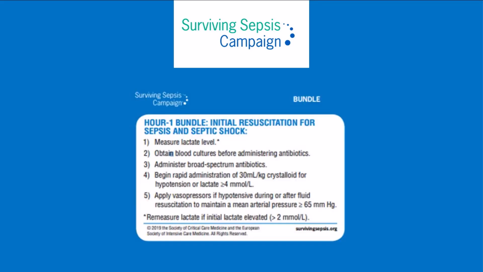There's also one of the examples of the bundles here. This is the 1st-hour bundle where you measure lactate, obtain blood cultures. If you have got a patient with sepsis, administer your antibiotics, begin fluid administration, apply vasopressors if they're hypotensive during or after the initial fluid resuscitation within 1 hour.